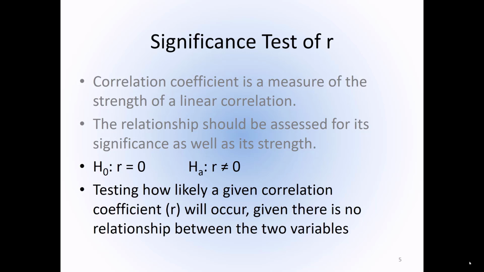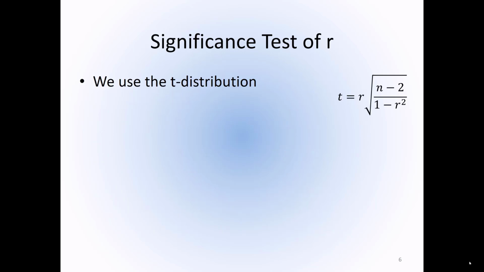And so what we'll do in this video is learn how to test if a correlation coefficient is likely to occur given there's no relationship between these two variables, i.e., is there some type of a significant relationship between the variables that we're assessing. In order to do so, we're going to use the t-distribution. So we're going back a few lectures using that sampling distribution that we are familiar with, and we are going to use the formula here on the right.